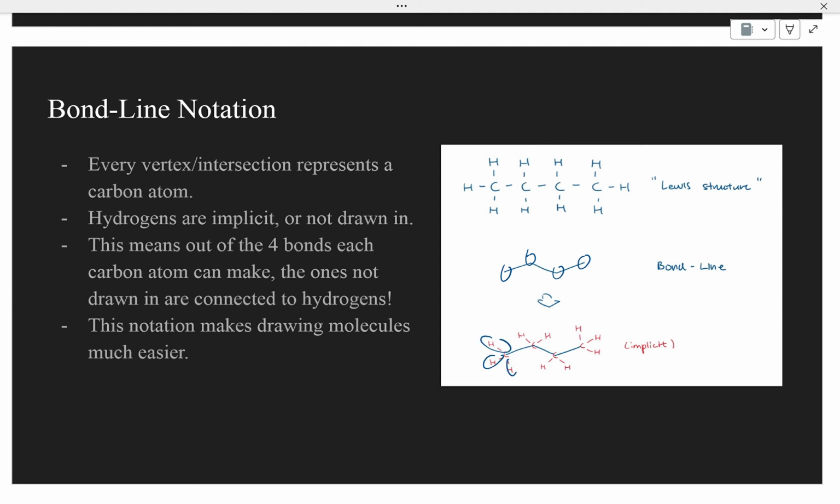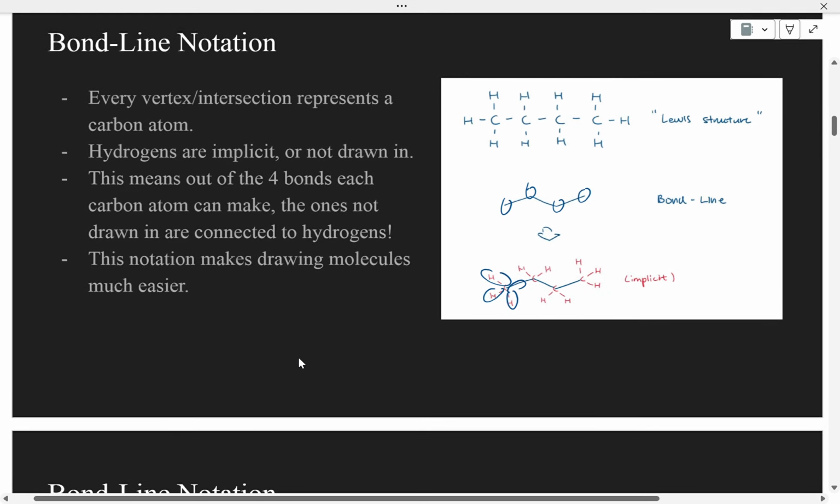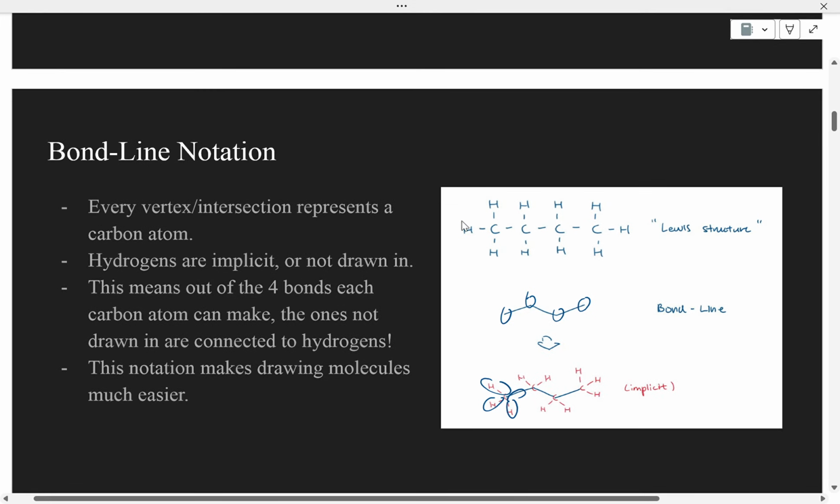So 1, 2, 3, 4 bonds. So the hydrogens are implicit in this drawing, and they're not shown. So only the carbon skeleton structure is shown here. And this notation basically simplifies molecules so that we can draw them a lot easier and a lot faster, because the drawing will get pretty cluttered if we have all these atoms here.